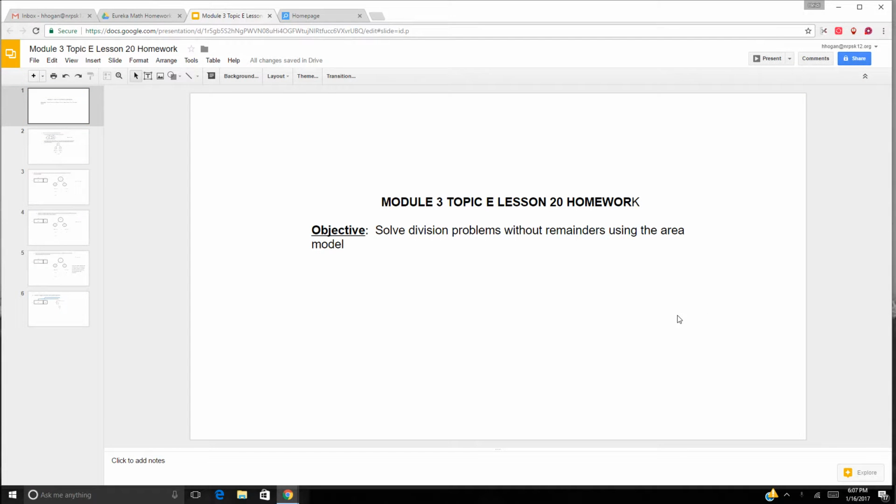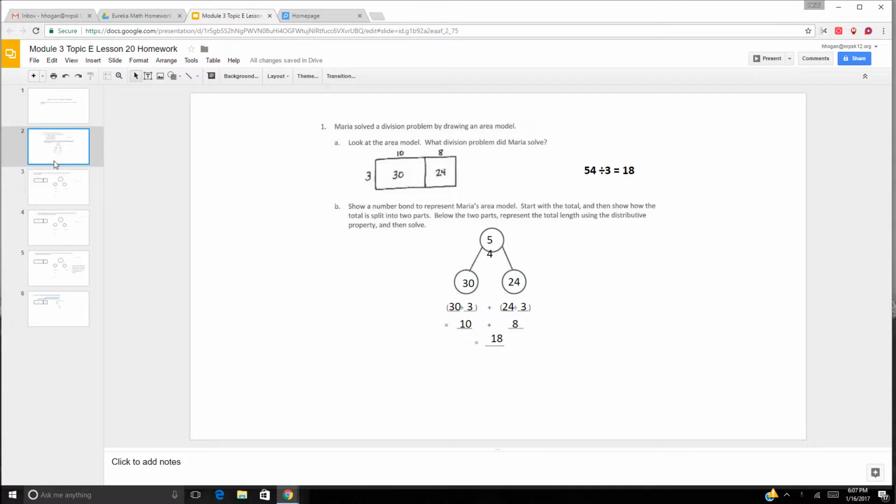Hi boys and girls, we're here for lesson 20 homework, and it's to solve division problems without remainders, and we're going to use the area model. So the nice thing is, I got them all except this one. Oh no, there you go.